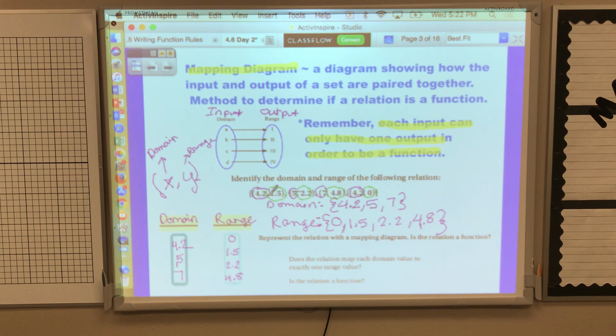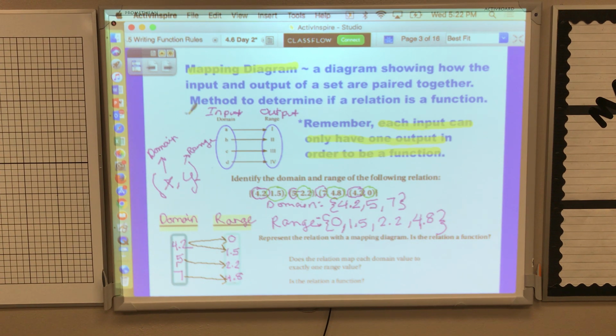The next step to making that diagram is showing how they were paired together. So matching up your ordered pairs. 4.2 was paired with 1.5, so I draw an arrow from 4.2 to 1.5. 5 was paired with 2.2, so I draw an arrow from 5 to 2.2. 7 was paired with 4.8, so I need an arrow from 7 to 4.8. And my last ordered pair was again from the 4.2, which is already up here, over to 0. Okay, so there's my mapping diagram.